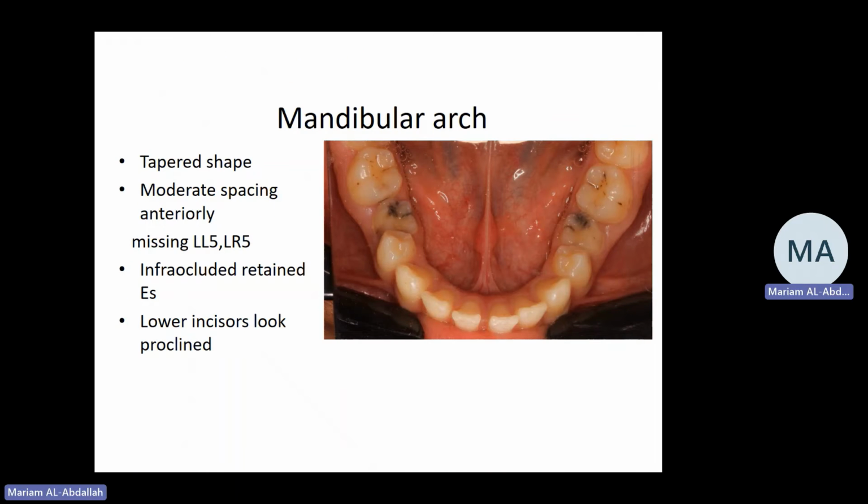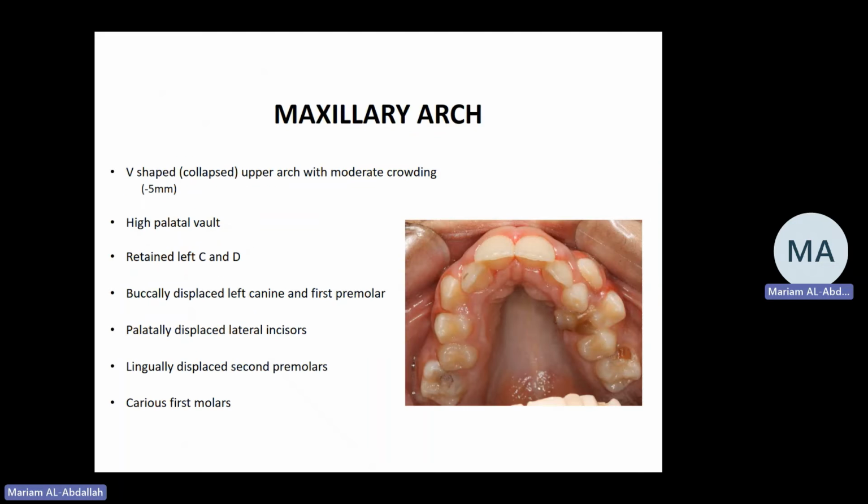So for example, let's look at this lower arch. It is tapered in shape with moderate spacing anteriorly. We have missing second premolars with retained and submerged deciduous molars. The lower incisors are proclined. So this is how we describe the alignment and the space condition for this lower arch.